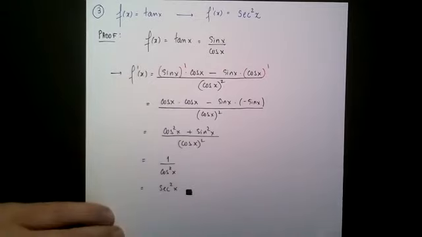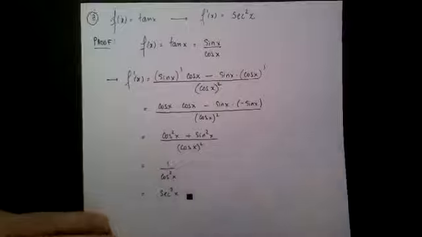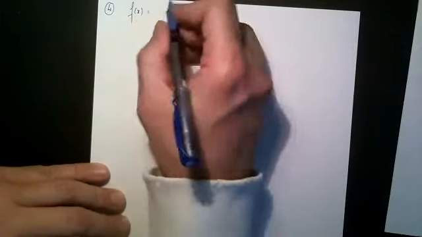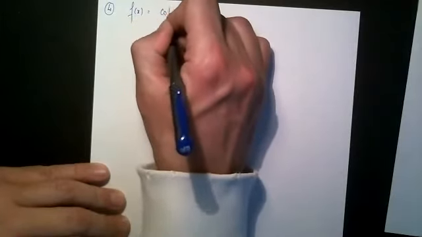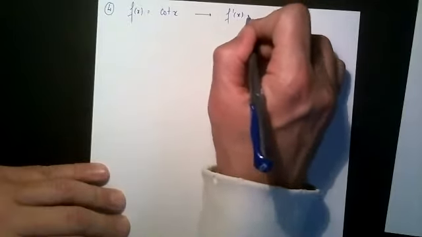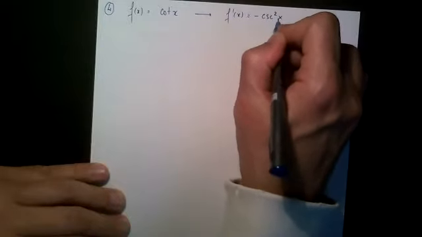Okay, so let's try number 4. f of x is equal to cotangent of x. So f prime of x is going to be negative cosecant squared of x.